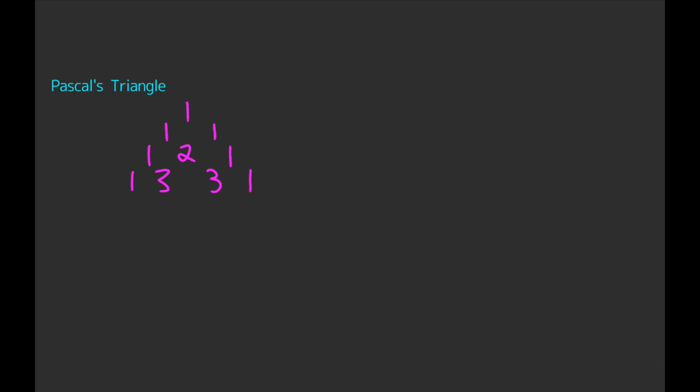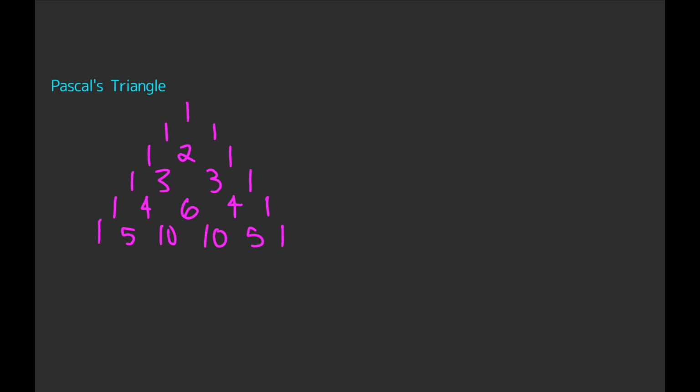So let's move on to the next row. We have 1s on the outermost sides. 1 plus 3 equals 4. 3 plus 3 equals 6. And 3 plus 1 equals 4. And that completes our next row. Now let's keep going. 1s on our sides. 1 plus 4 equals 5. 4 plus 6 equals 10. 6 plus 4 equals 10. And 4 plus 1 equals 5.